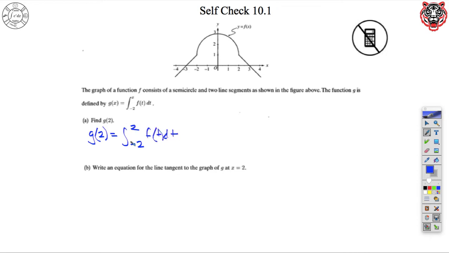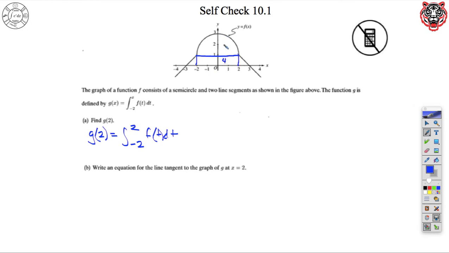And again, integral just means find the area under the curve. Find the area between -2 and 2. So between here and here. So if I separate this into different regions, I have a rectangle. So this rectangle is 4 by 1. So it has an area of 4.